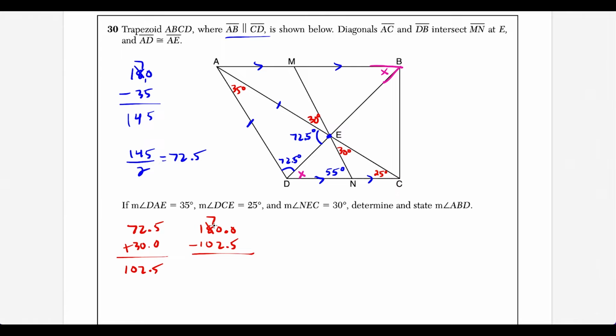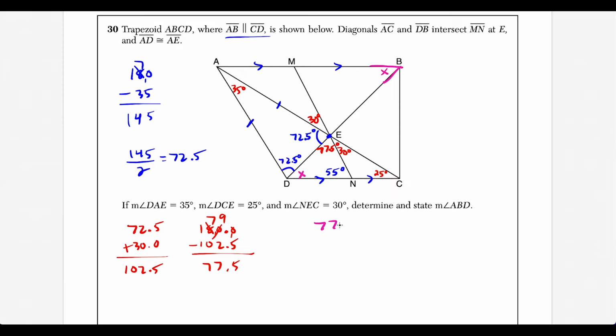subtraction. So this is 7. I'm going to make this into a 10, but then I have to borrow and make this into a 9. And this is going to work out like this to 77.5. So now that I have the measure of this angle over here, this is 77.5 degrees. Now we just have to add these two angles and subtract them from 180 to get x, because these three angles have to make 180.